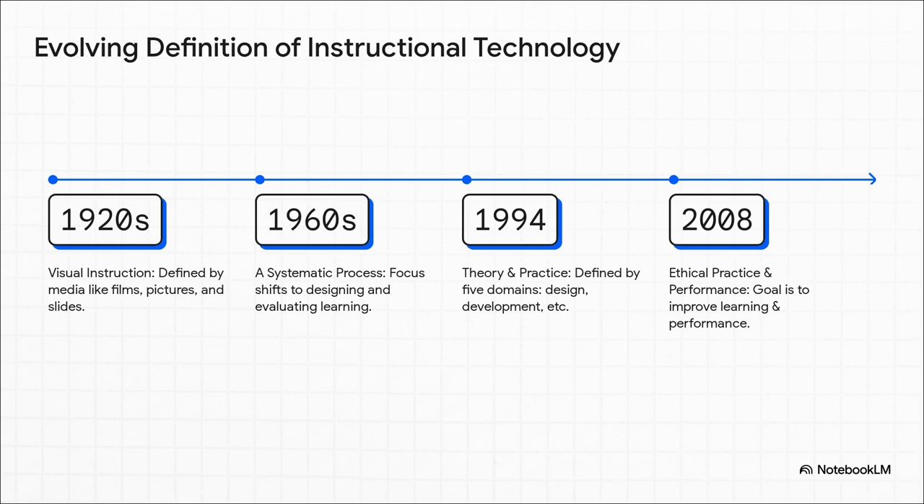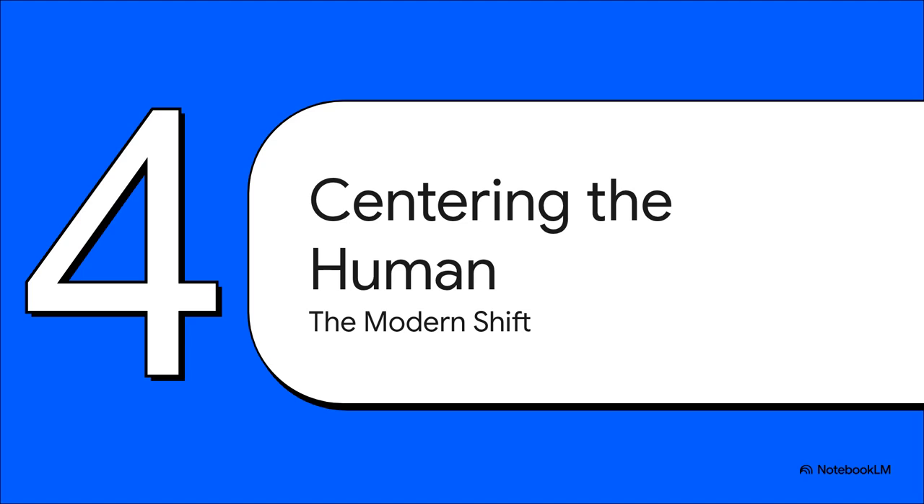Fast forward to the 60s, and the focus isn't on the what anymore, it's on the how. It's a systematic process. By 94, it's a full-blown professional field with 5 core areas. And then, the most recent update in 2008 adds these 2 absolutely critical ideas. The goal isn't just learning, it's about improving performance, and you have to do it all ethically. And that brings us right up to the modern era.